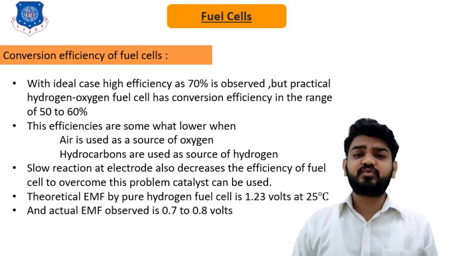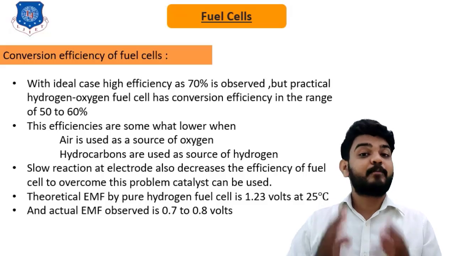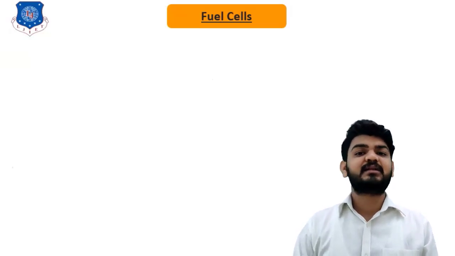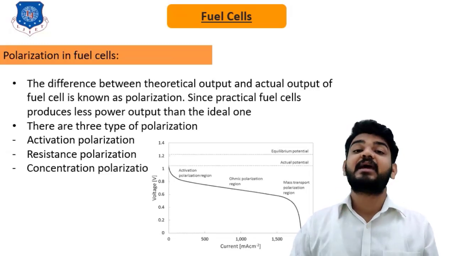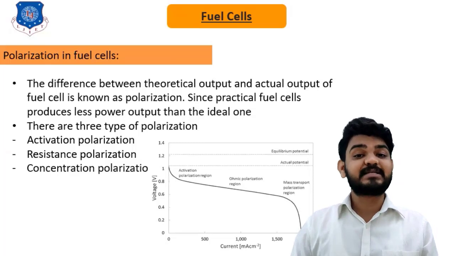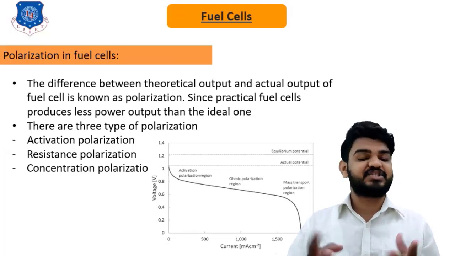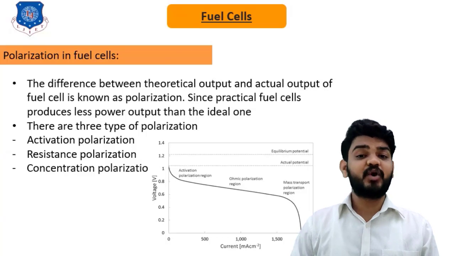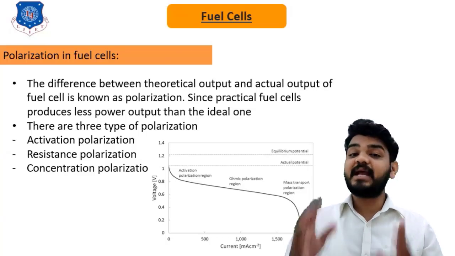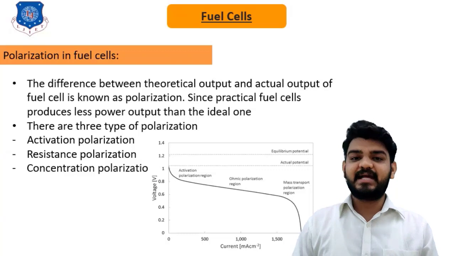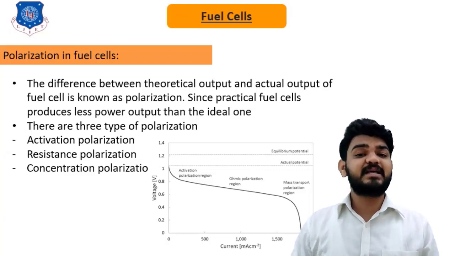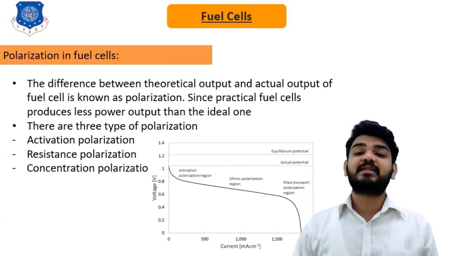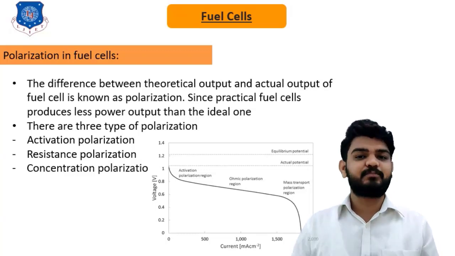Now let's move to the next topic, and that is polarization of fuel cell. The difference between electrical output in the ideal case and electrical output in the actual case is known as the polarization, since the actual fuel cell provides less electrical output compared to the ideal case. Well, there are 3 different types of polarization. One is the activation polarization, the next is resistance polarization, and lastly there is concentration polarization.